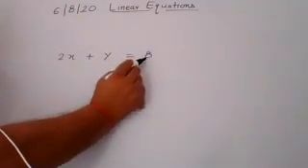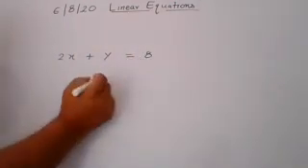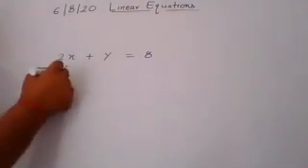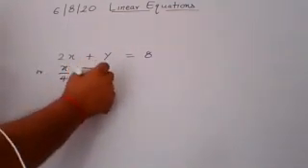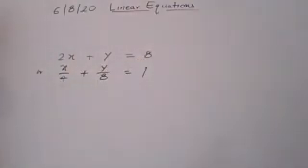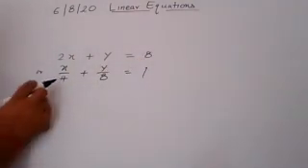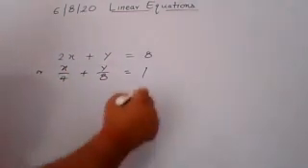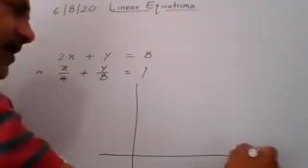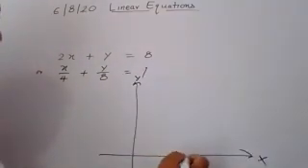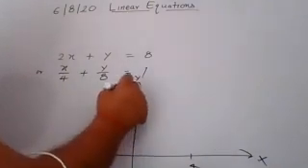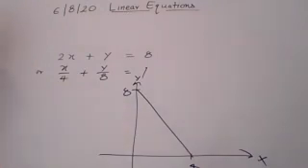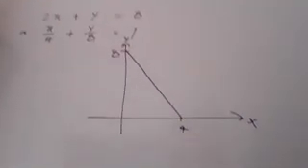First of all, you make 1 on the right side. So you divide each of the terms by 8. So here you have x upon 4 plus y upon 8 is equal to 1. And this shows that on the x-axis you have a point 4 and on the y-axis you have a point 8. So you mark here the x-axis, here the y-axis. Suppose here you have point 4, here point 8, and join them. That gives the graph of 2x plus y is equal to 8.